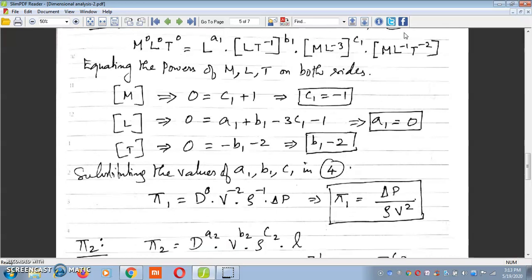Substitute in equation 4 and get the pi 1 term as del p divided by rho v square. So this is a pi term, dimensionless quantity.